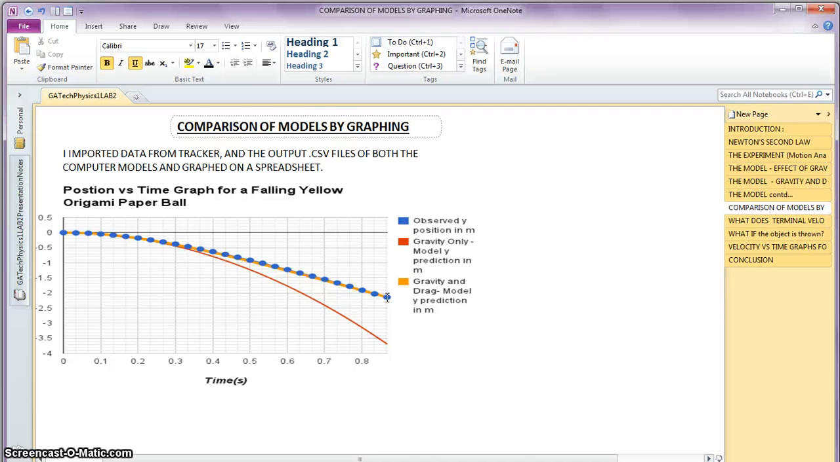So then we use the output from the gravity and drag model, which considers the effect of air resistance on the falling object and predicts output positions pretty close to the observed positions.